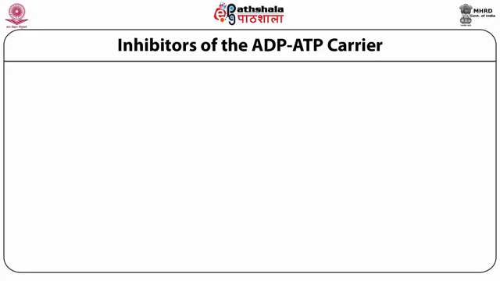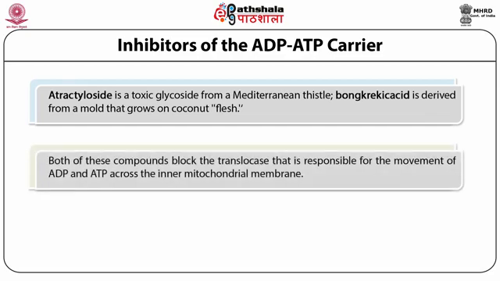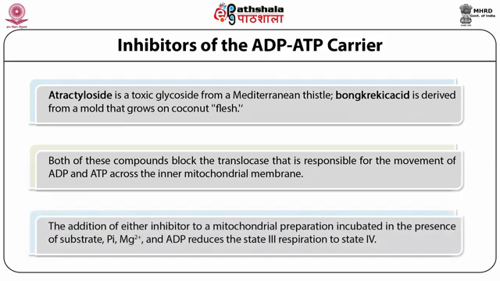Inhibitors of ADP-ATP carrier. Atractyloside is a toxic glycoside from a Mediterranean thistle. Bongkrekic acid is derived from mold that grows on coconut flesh. Both of these compounds block the translocase, which is responsible for the movement of adenosine diphosphate and adenosine triphosphate across the inner mitochondrial membrane. The addition of either inhibitor to a mitochondrial preparation incubated in the presence of substrate, inorganic phosphate, magnesium ion and ADP reduces the state 3 respiration to state 4.